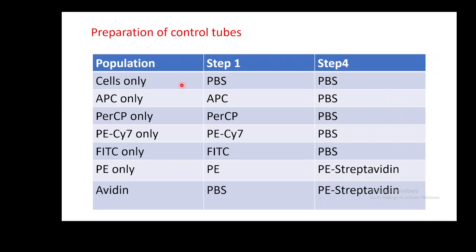Okay, so like this you need to make the control tubes. For example, 50 microliter of the cells, 50 microliter of the PBS, and then in step 4 you can take the 100 microliter. So the total is going to be 200 microliter: 50, 50 and 100. Okay.